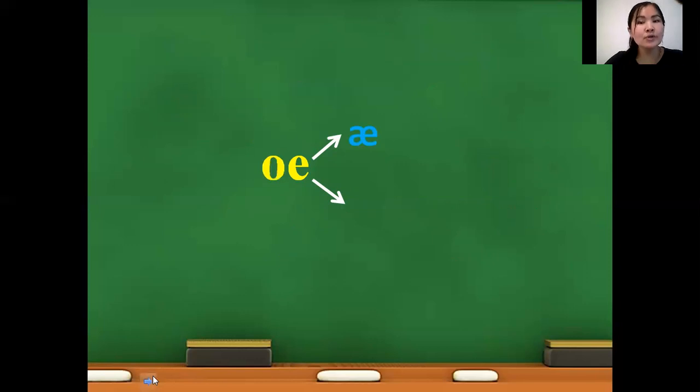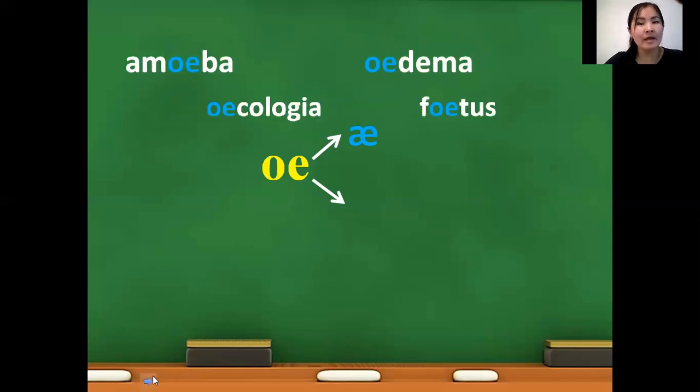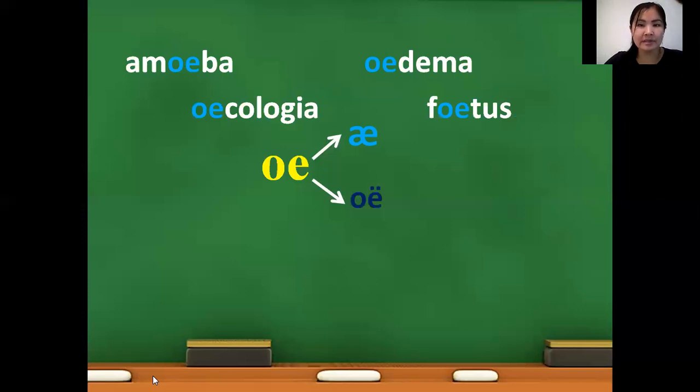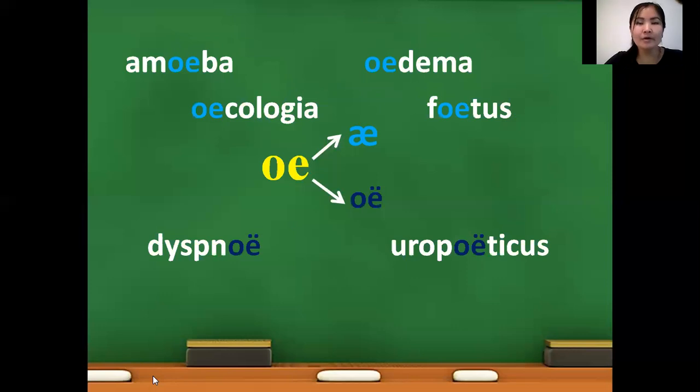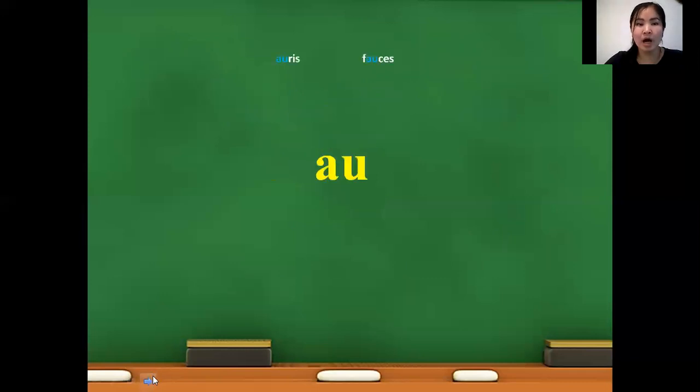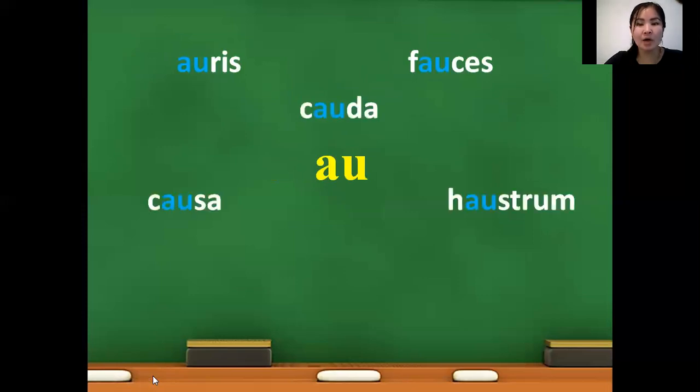This diphthong, oe, also produces sound e: amoeba, oedema, oecologia, foetus. But in case of the two dots, it is not a diphthong anymore and must be pronounced separately: dyspnoe, uropoeticus, aloe, diploe. Au: auris, fauces, cauda, causa, claustrum, auditivus.